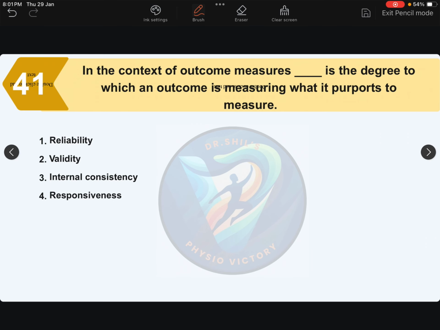Next, come to question number 41. In the context of outcome measure, dash is the degree to which an outcome measures what it purports to measure. Option 1 reliability, option 2 validity, option 3 internal consistency, and option 4 responsiveness. Here the correct answer is very easy. I have already discussed it in my previous video, that is validity.